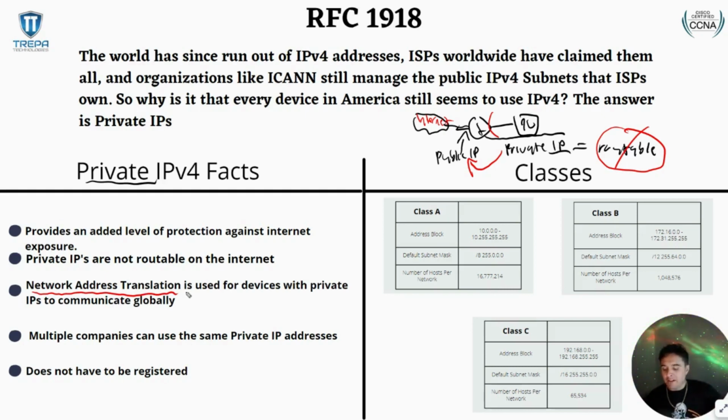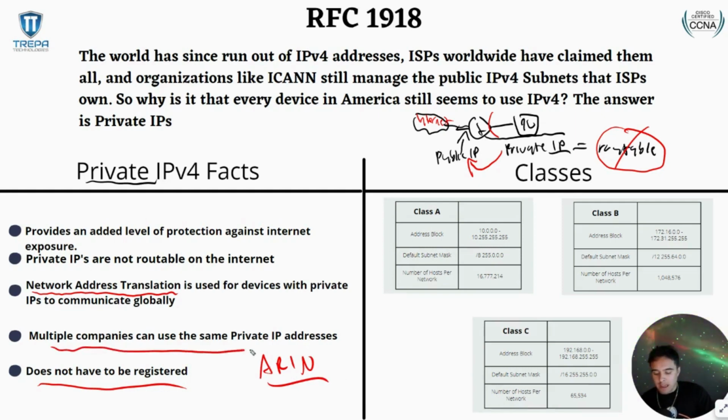The beauty of private IPs is that they don't have to be registered with any of the big number registries like ARIN. Everyone can have the same private IP address spacing, and it also provides an added level of protection against internet exposure. And the key thing here, private IPs are not routable on the internet.